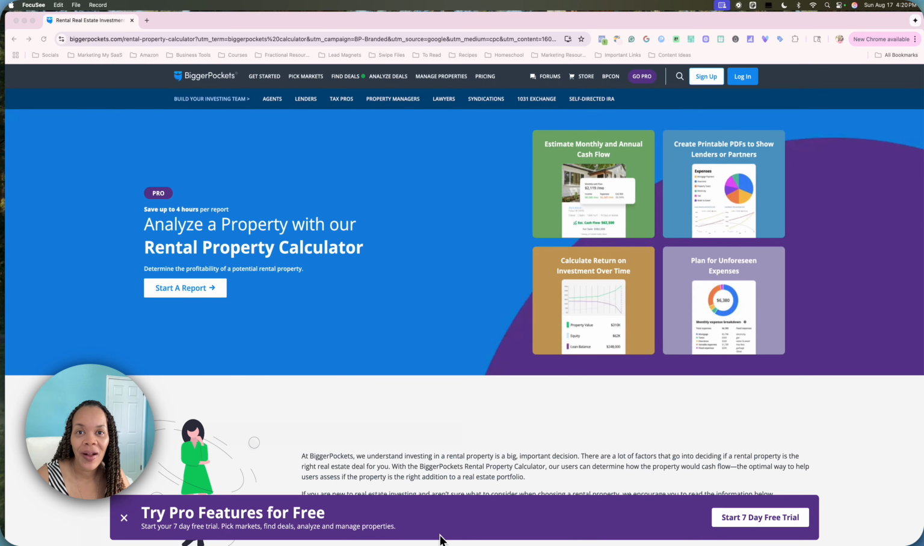Okay, so here we are on BiggerPockets' landing page for the rental property calculator. If you're not aware of what BiggerPockets is, it's an online community of real estate investors, and they have a ton of information about real estate investing and things of that nature.